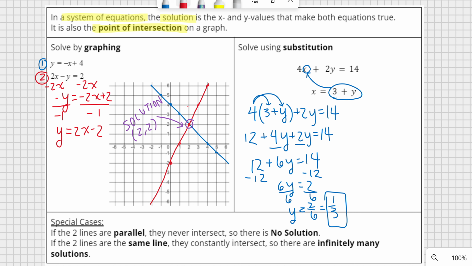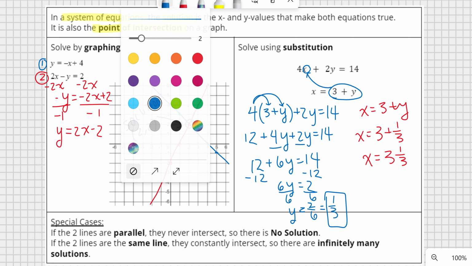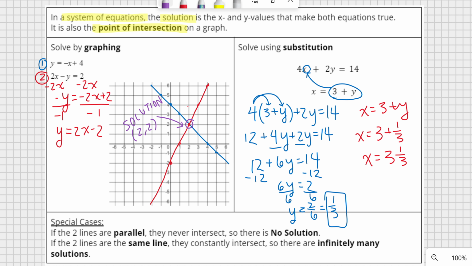So the second equation, x equals 3 plus y. But now I'm substituting 1/3 in for y. So x equals 3 plus 1/3. So my x value is 3 1/3. And my final solution then is an x of 3 1/3 and a y of 1/3. If these two equations were graphed, this is where they would intersect.